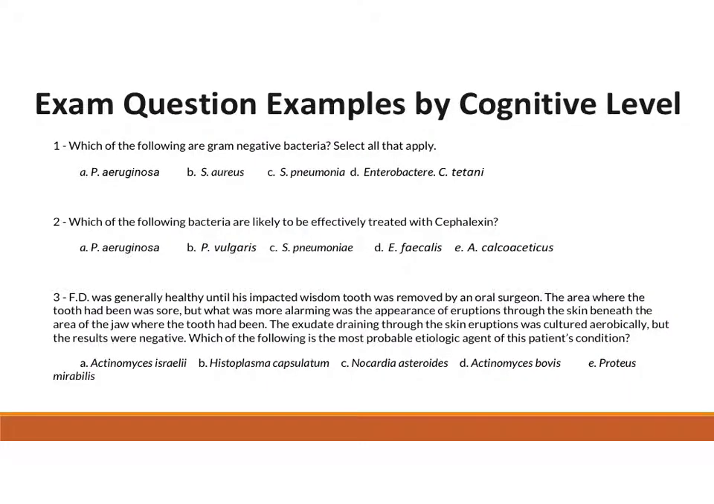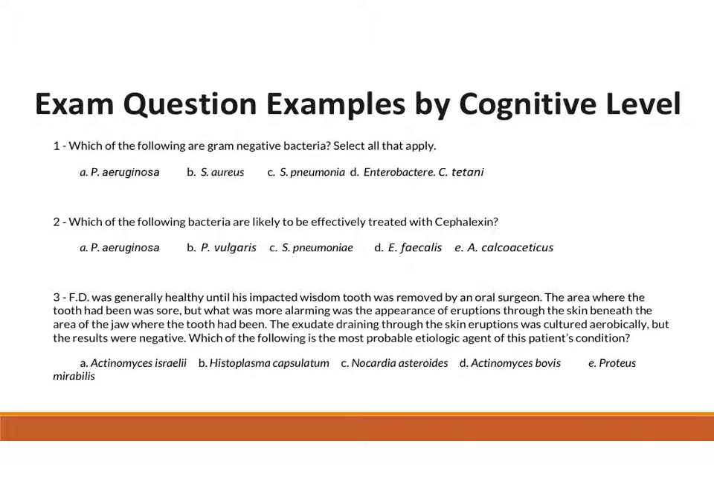So here's a couple exam questions, and we're not going to look very specifically at what level these are and spend the time to do that, but we do want to look at this from the perspective of, are these higher order or lower order thinking skills? And if we look at these questions, how would a student's thought process and the thinking level they need to be at differ because of these? So if we take a look at this first one here, it says, which of the following are gram-negative bacteria? Select all that apply.